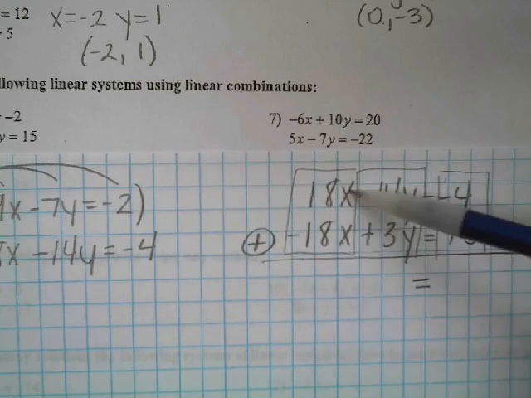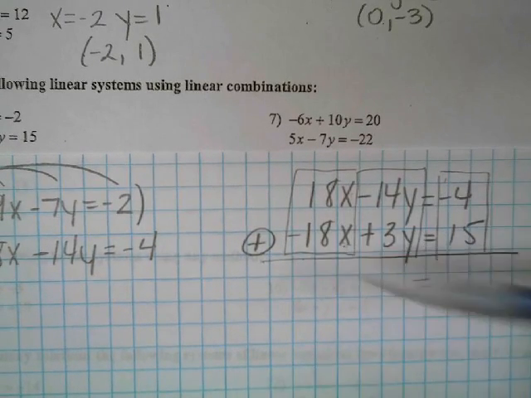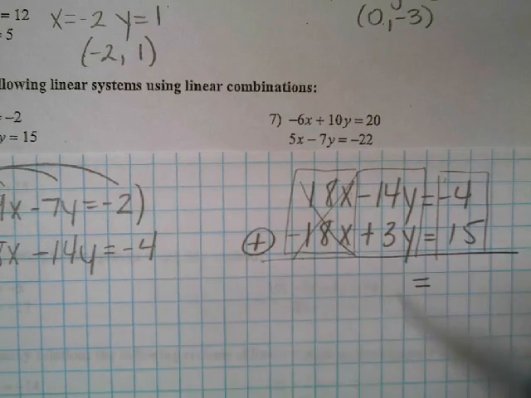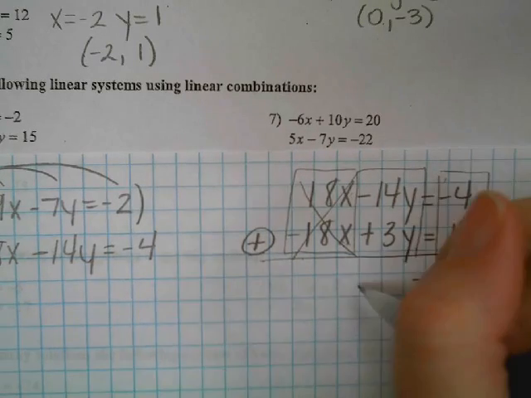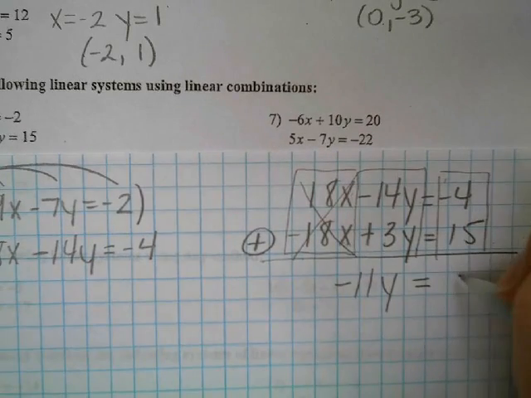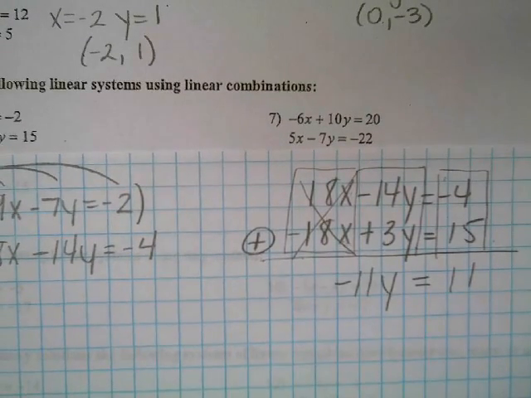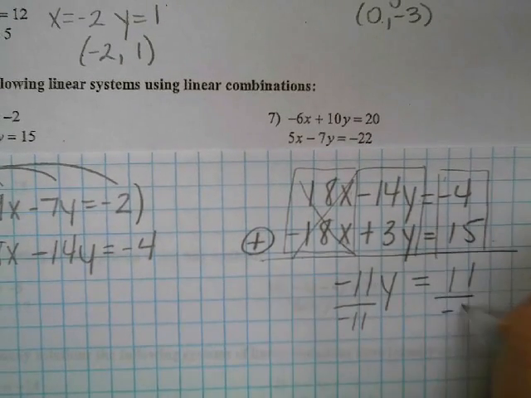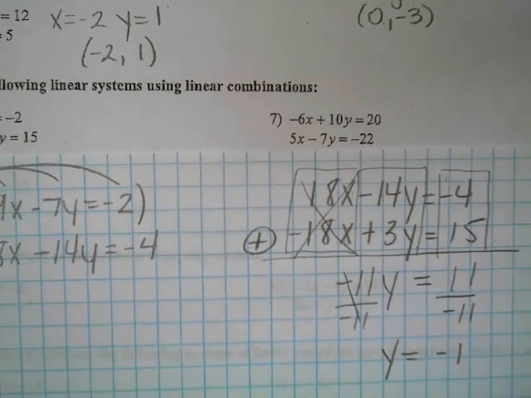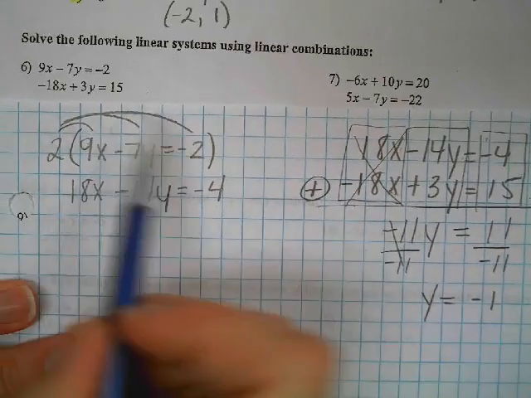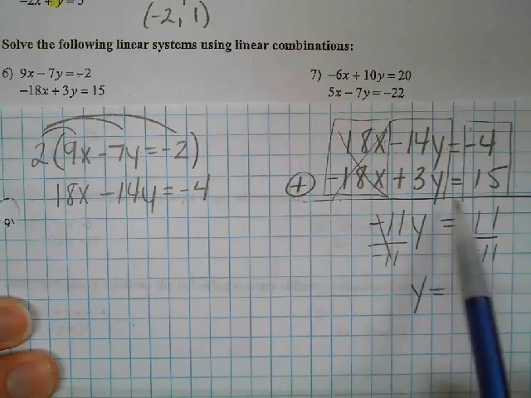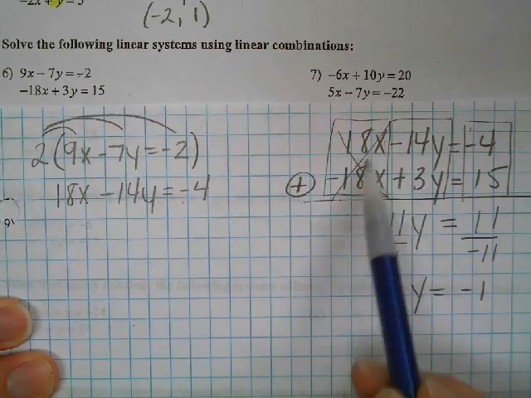Starting with the x's, we have 18x and negative 18x. That's what gets eliminated because it's 0. Then negative 14y plus 3y is negative 11y, and negative 4 plus 15 is 11. Finishing the problem, you'll divide both sides by negative 11, so y is negative 1. Again, I started with the first equation, multiplied everything by 2, and then added that with the second equation so that the x variable gets eliminated.